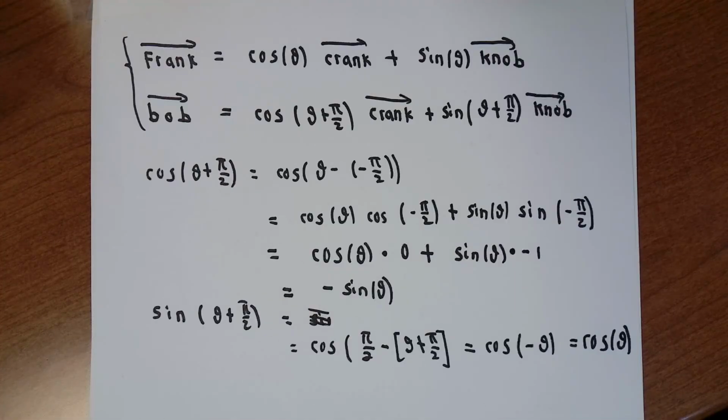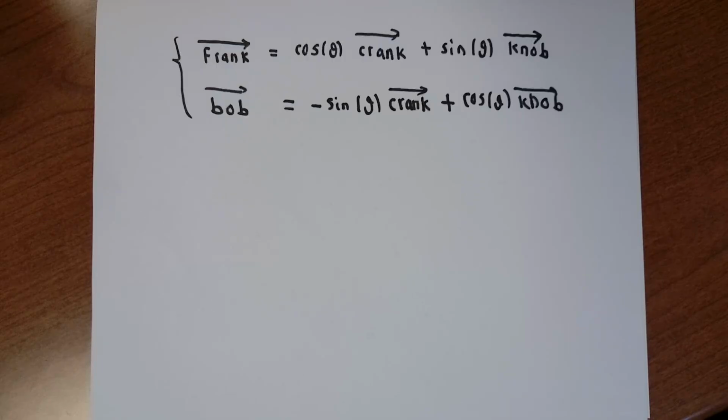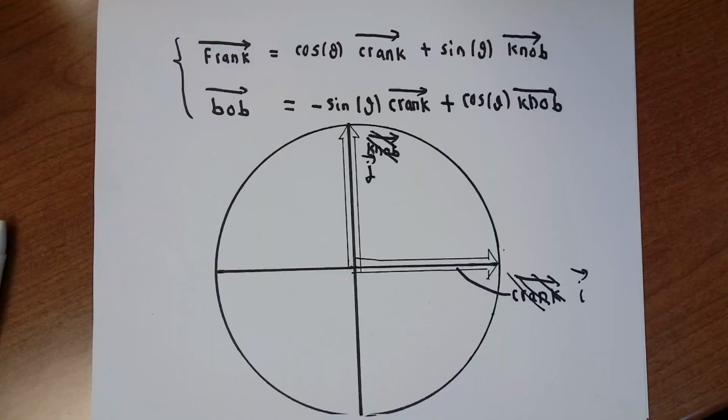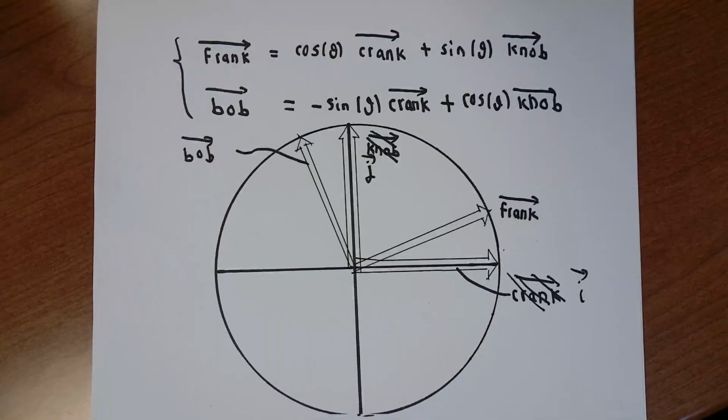Here are vectors Frank and Bob, written in terms of, really, the i and j vectors. Using trig identities, though, I can easily simplify the expression for Bob. This is the simplified version of how to get Bob and crank from Frank and knob.